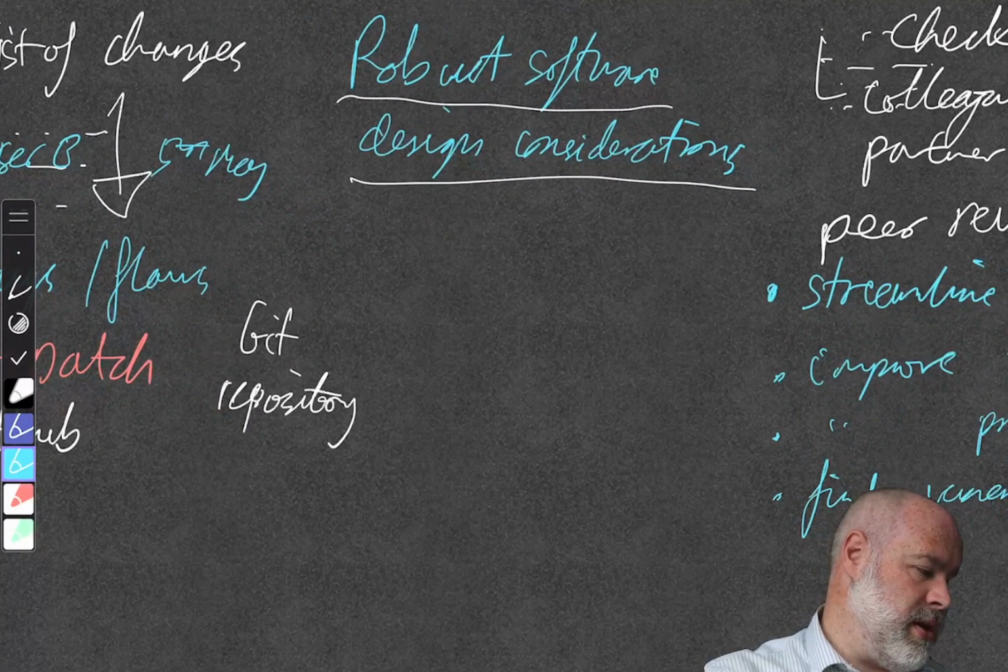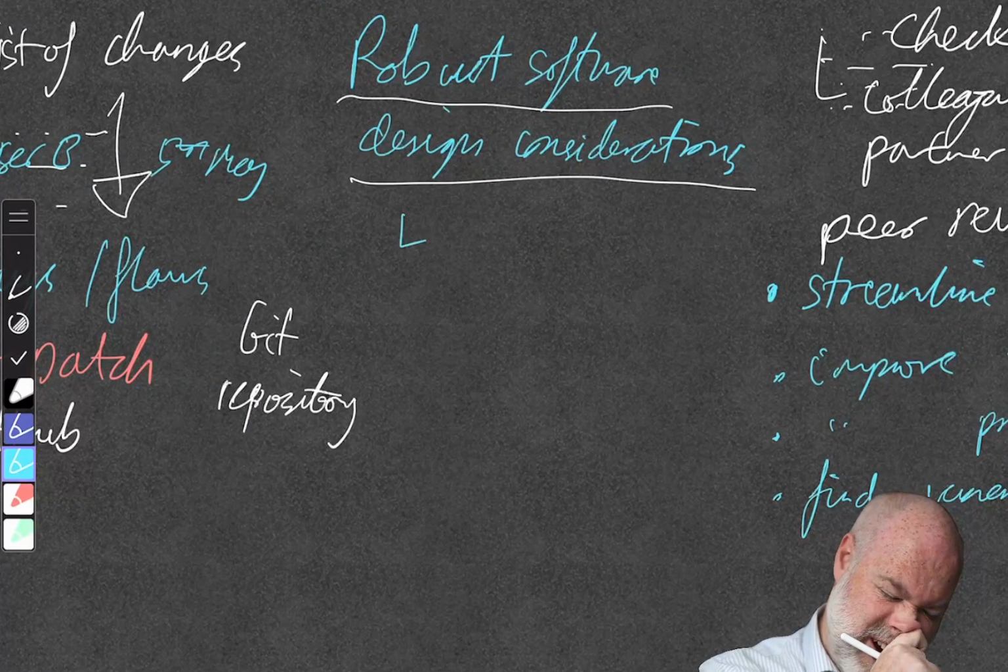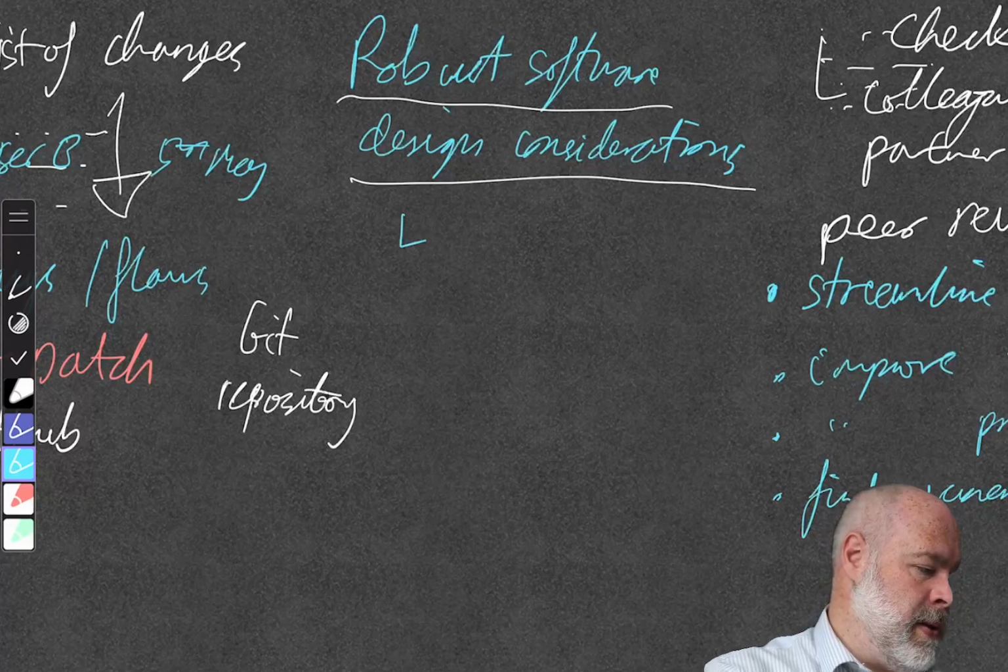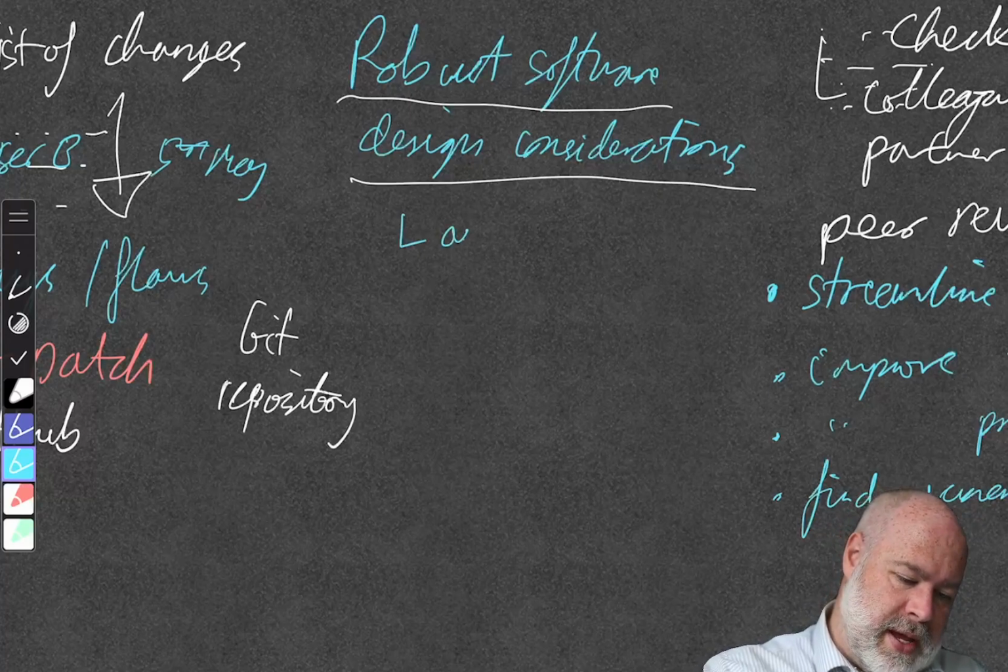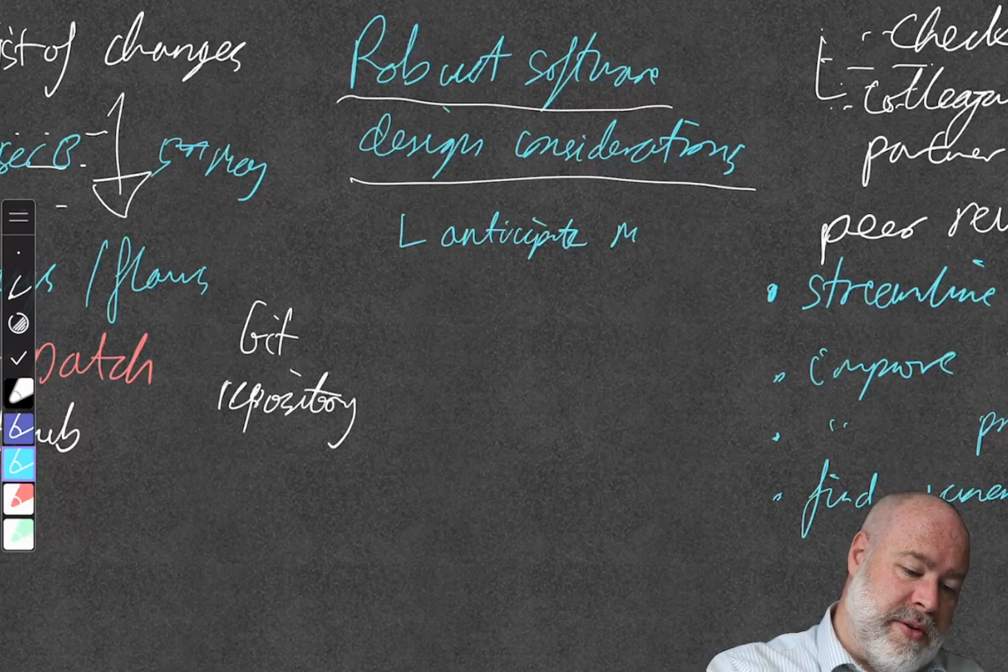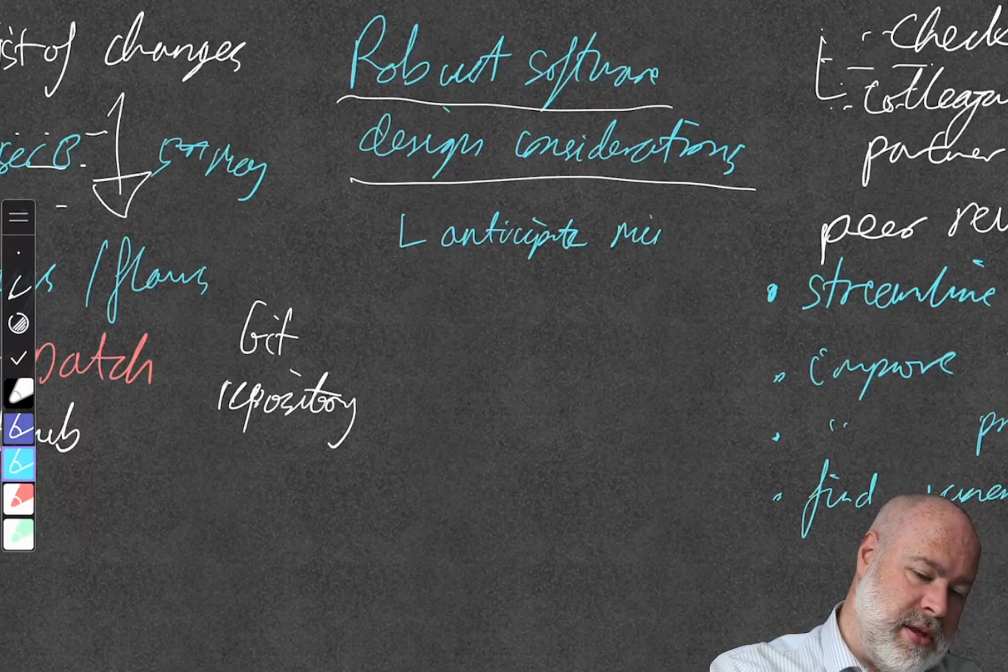So let's look at robust software design considerations in a bit more detail, what might come up in the exam. So we might want to anticipate misuse of software. How could it be misused?